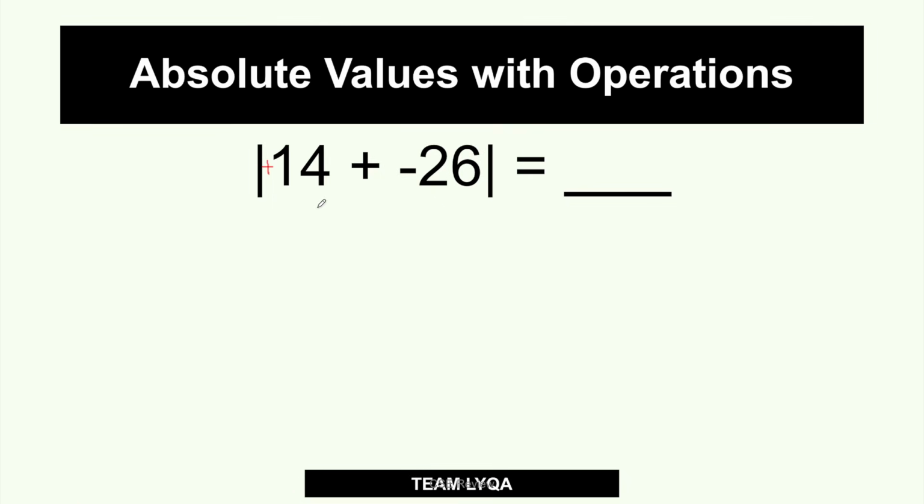You look kung sino ang mas malaki. Mas malaki yung 26. Okay? So, ibig sabihin kung yun yung mas malaki, makukopya niya yung sign nung mas malaking number. So, you have minus. And then, isusubtract mo lang yung 14 from 26, which is the bigger number. So, 14, tatanggalin mo sa 26, that would give you 12. So, yung positive 14 plus negative 26 would be negative 12.